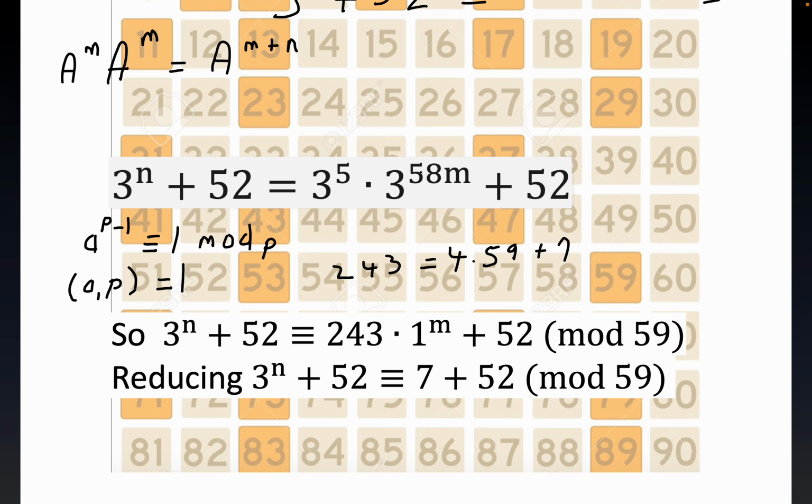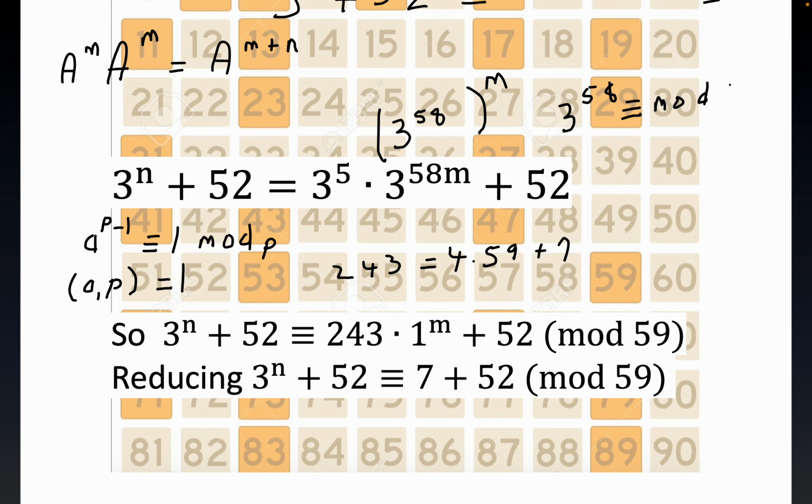If you take a look at this statement right here, it can be rewritten as 3 to the 58, raised to the m power, right? This is the laws of exponents also. But per Fermat's little theorem, 3 to the 58th is congruent to 1 mod 59.